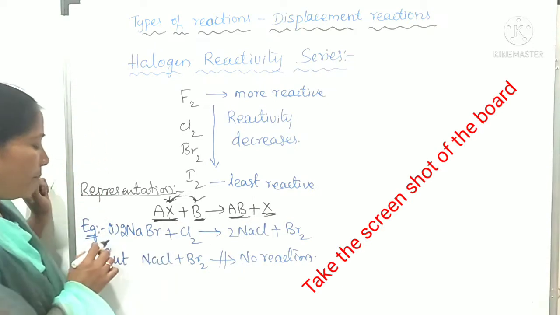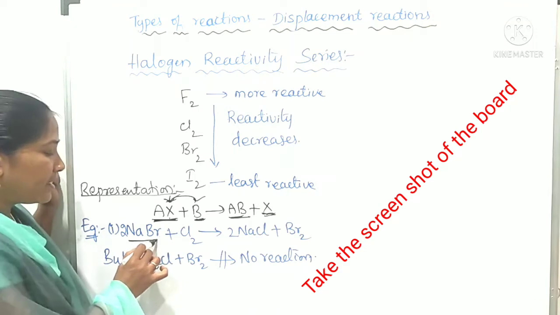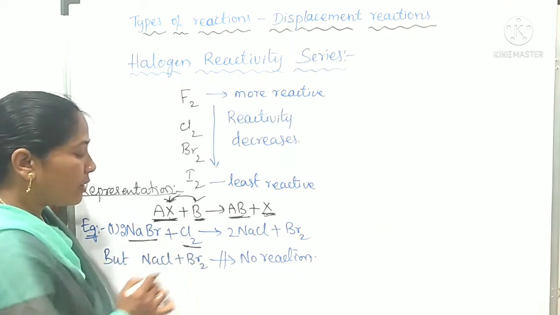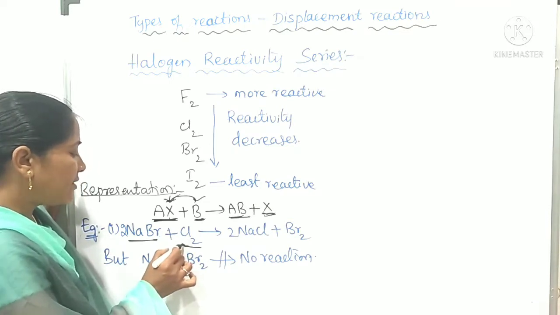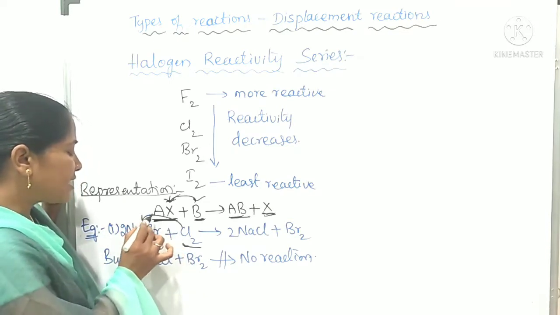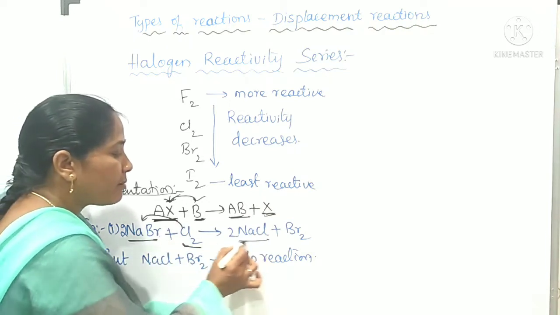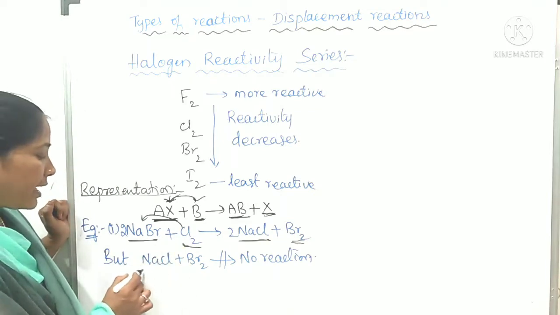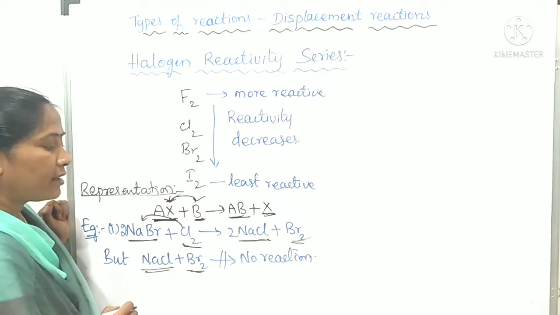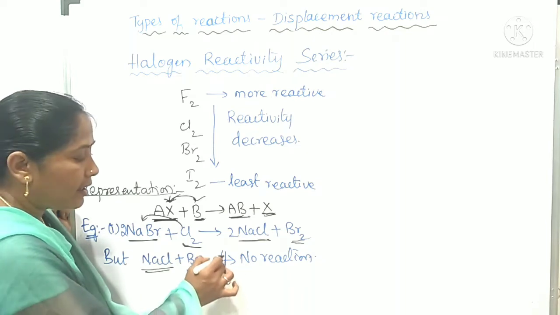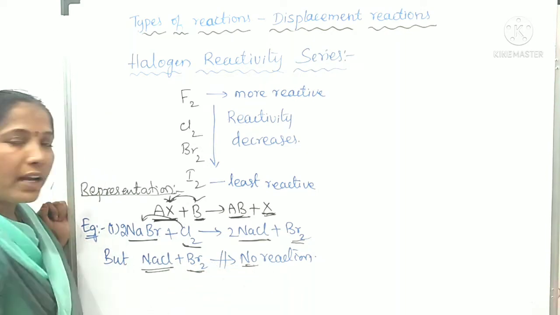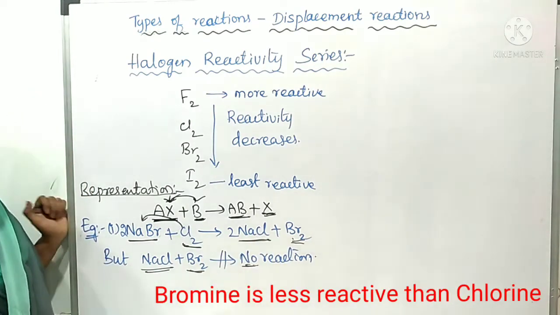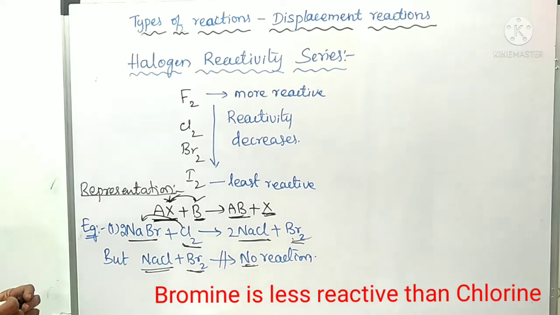For example, NaBr is known as sodium bromide. If it reacts with chlorine, as chlorine is more reactive than bromine, chlorine displaces bromine. That is the reason sodium chloride is formed and bromine is released. But if you take sodium chloride plus bromine, what do we observe? Nothing. There is no reaction. Why? Because bromine is less reactive than chlorine. Okay, this is the halogen reactivity series.